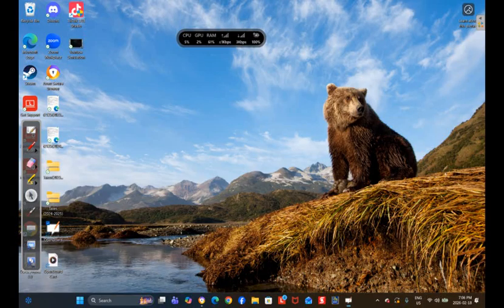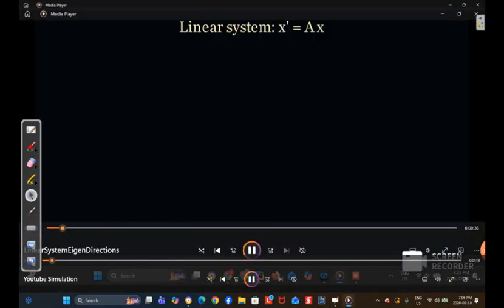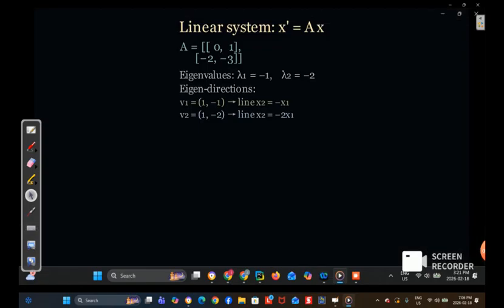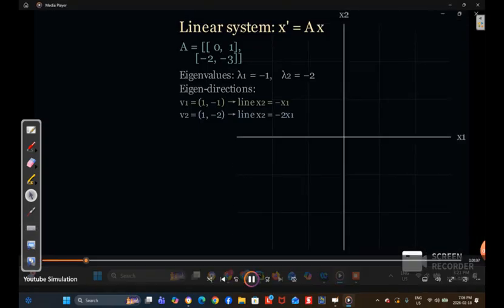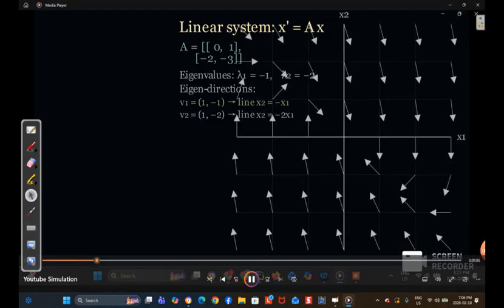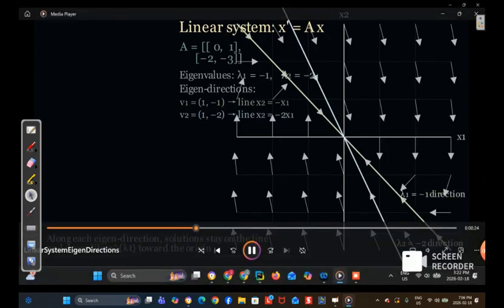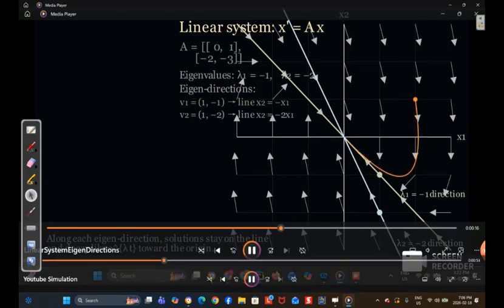So if we go here to this mathematical model or simulation that I've made, it's very detailed. You see the linear system x prime is equal to matrix A times x. And what you'll notice is that we have two eigenvector directions on the screen here.